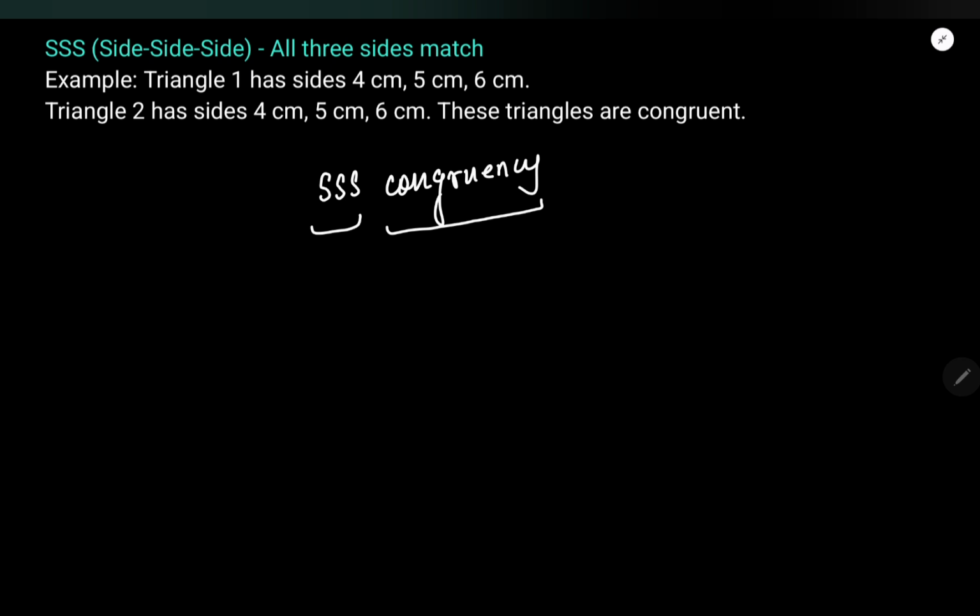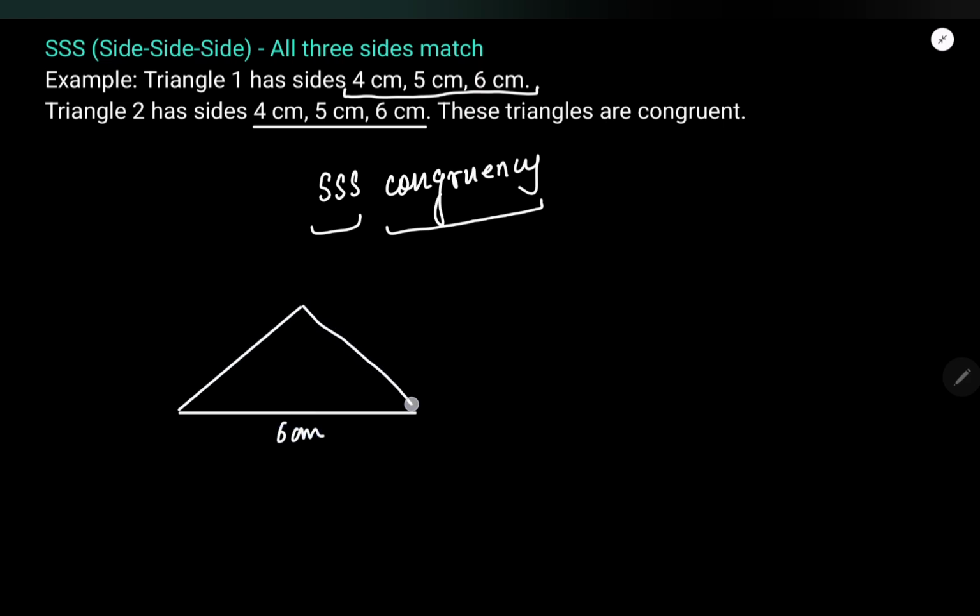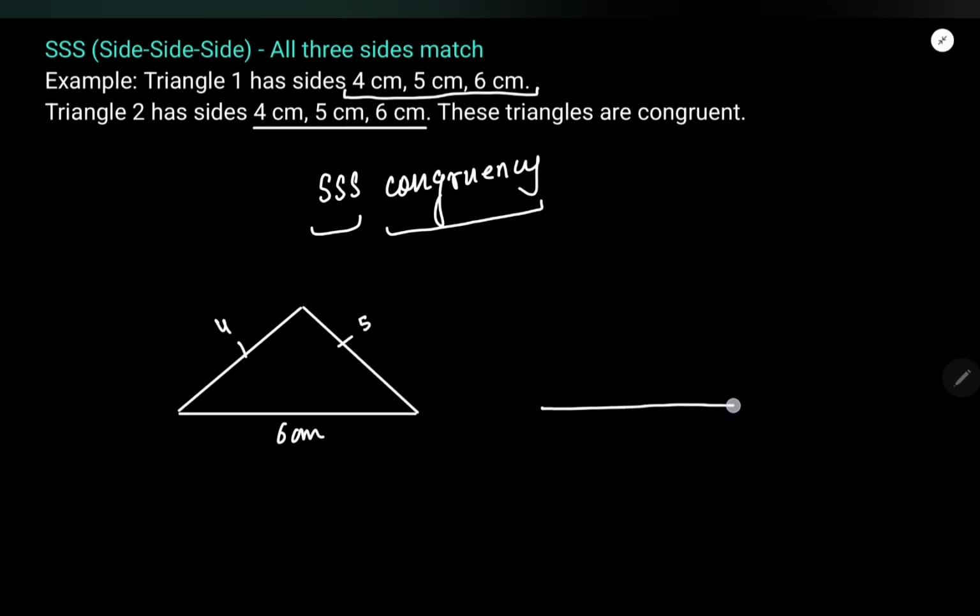So suppose you get a question where you need to tell whether these triangles are congruent or not, but you are just given the sides, you are not given any angles. If you have three sides, 4, 5, 6, then there is just one possible way to draw this triangle. No matter what you do, suppose this is 6 centimeter, this is 4 centimeter and this is 5 centimeter. Then they will just be the same, because there is only one possible way to draw these triangles.